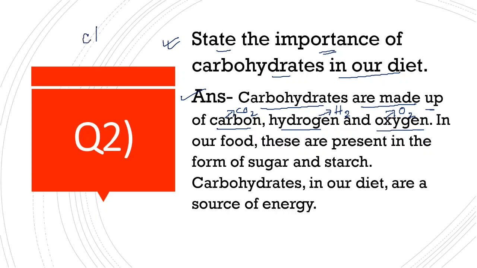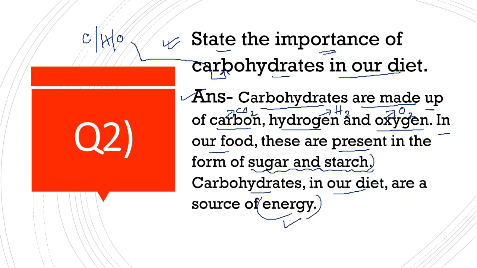That is, C, H and O form the carbohydrates. Clear students? Next, in our food these are present in the form of sugar and starch. Okay, what are carbohydrates? Carbohydrates are the carbon, hydrogen and oxygen which are present in our food in the form of sugar and starch. Carbohydrates in our diet are the source of what? Source of energy. Clear? So the answer for the second question would be written like this.